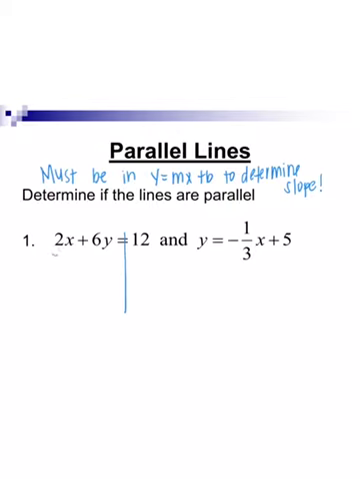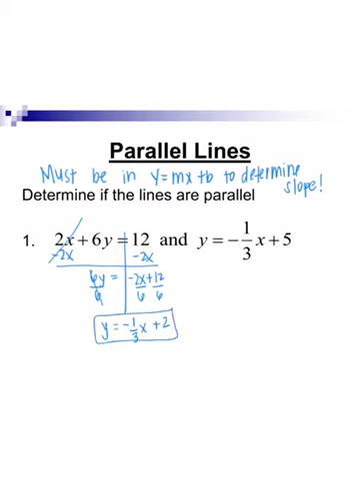So I am going to subtract 2x. The 2x minus 2x is a zero pair. So now we have 6y equals negative 2x plus 12. Then I'm going to divide everything by 6. And so y equals, this fraction is going to reduce. Negative 2 over 6 reduces to negative 1 over 3. And then plus, we have 12 divided by 6, which is 2.